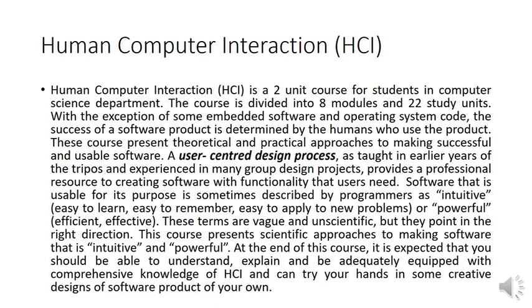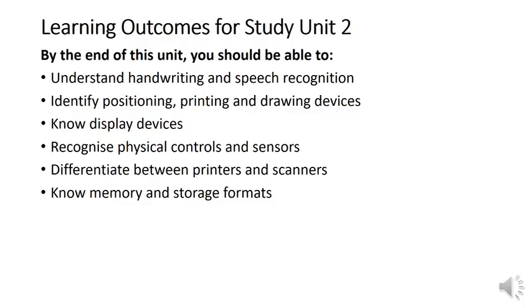The human computer interaction still remains the same. The objective still remains the same. The learning outcome of this course unit 2 is that students are expected to understand handwriting and speech recognition. Students are also expected to identify positioning, printing, and drawing devices, know display devices, then recognize physical and control sensors, and to be able to differentiate between printer and scanner, and to also have knowledge of memory and storage format. This is what is expected from the students in this particular class.